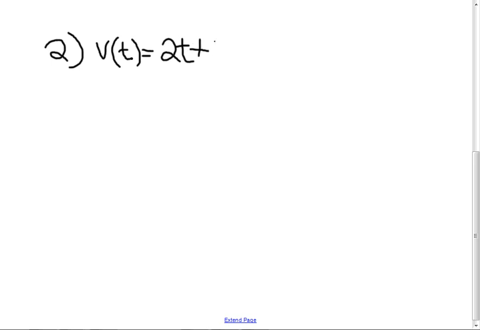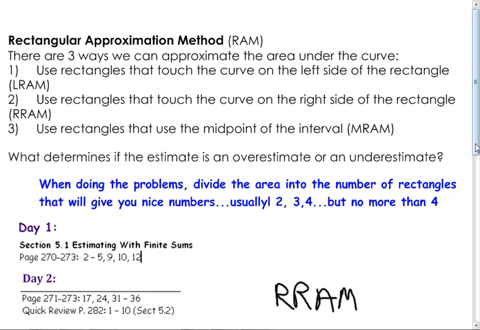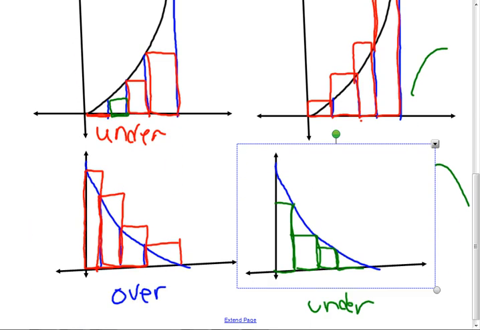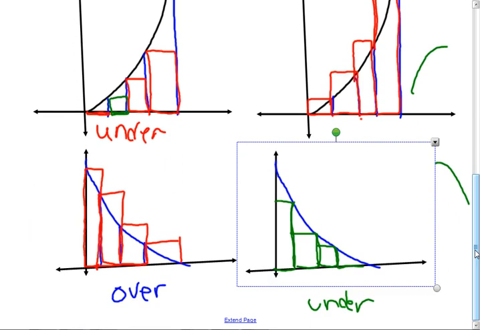Because you're using the other end of the base. Depends on which side you use. It depends on the method. Midpoint would be the best. It'll be right in the middle.